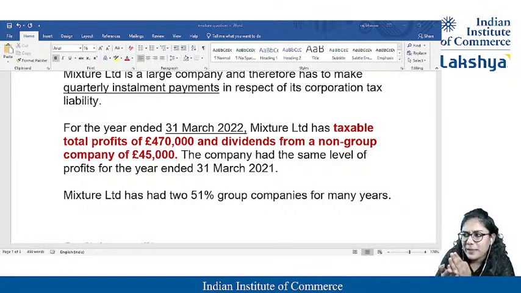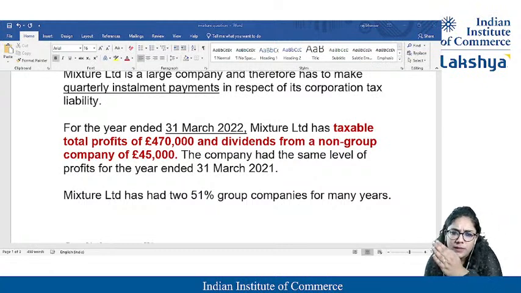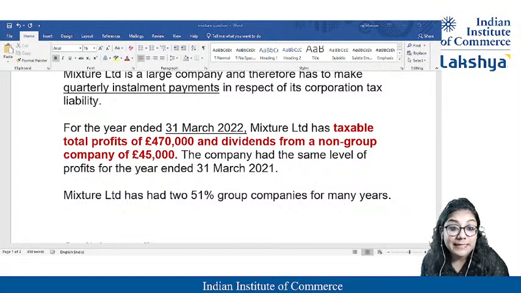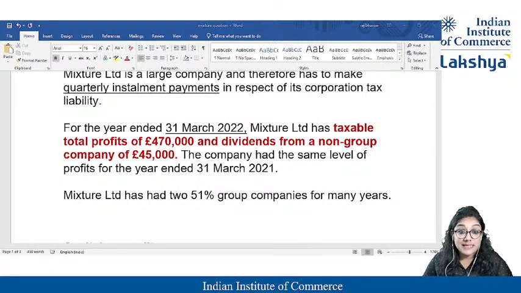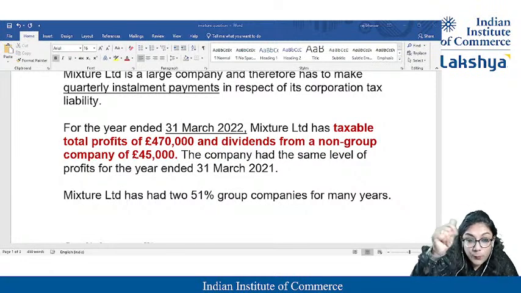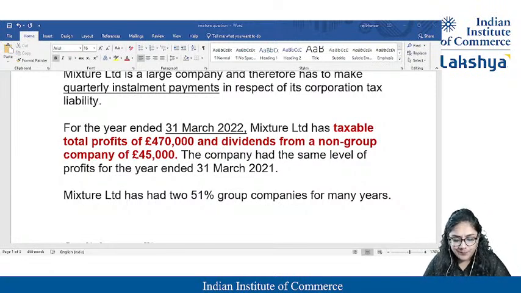So am I going to pay profit tax, or I can say corporation tax, only on the taxable total profits, or do I have to pay on the dividend also? Guys, you know one thing very clearly. I need not say that, but I think everybody knows. Am I supposed to pay taxes on dividend?